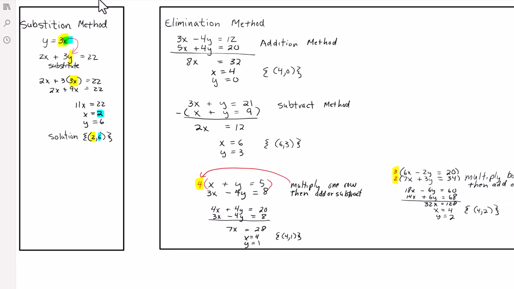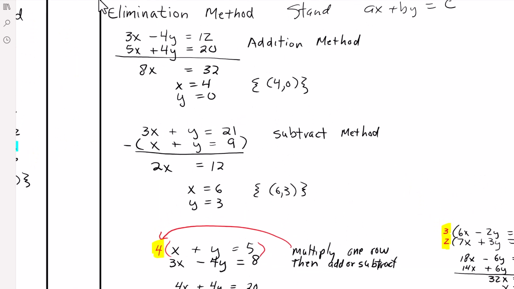And elimination is when you have the equations in standard form, Ax plus By is equal to C. And then you try to eliminate either the x's or the y's. Now notice on this one, one's a negative 4y, one's a 4y. So you can add the columns and the y's will eliminate. Sometimes you're not so lucky. Sometimes the y's are not opposite. So in this example, the y's are the same, so you use the subtract method. So 3x subtract x is 2x, y subtract y cancels, 21 subtract 9 is 12.